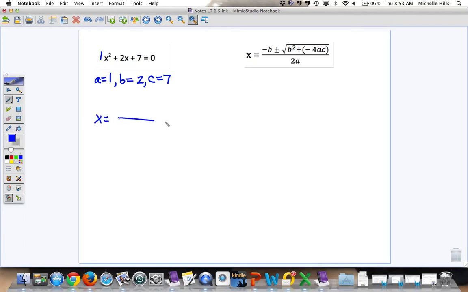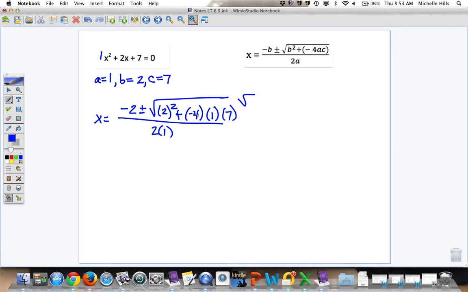X equals huge fraction bar. Take the opposite of b, so the opposite of positive 2 is -2, plus or minus the square root of. It says to take b and square it, so 2 squared plus -4 times a times c. So -4 times 1 times 7, and then it says put all of that over 2a, so 2 times 1, because a is 1. Now when I punch this into my calculator, what's under the radical?